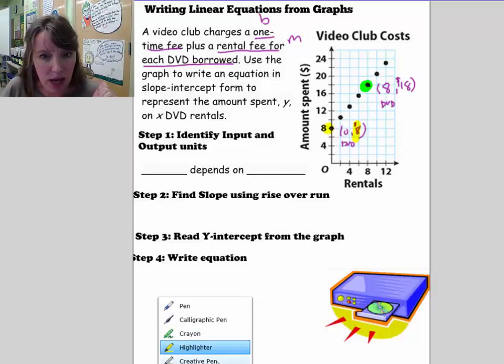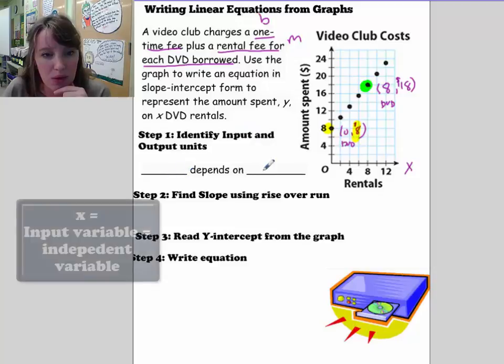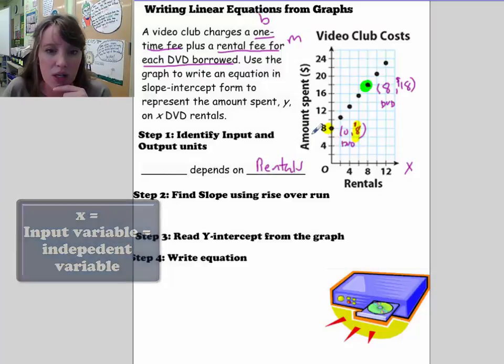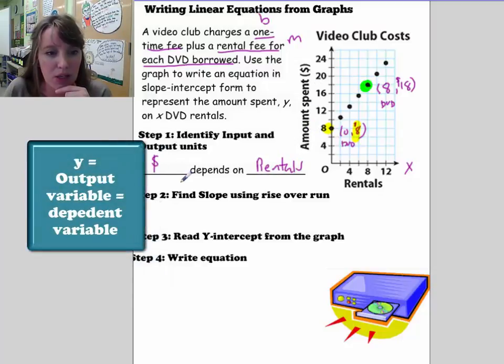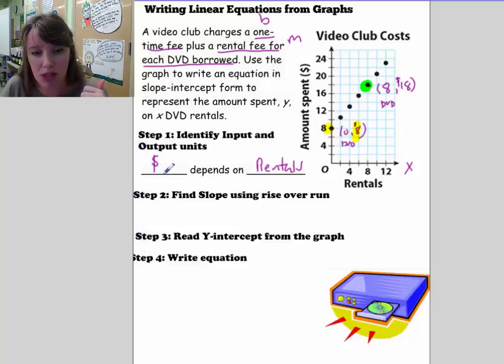And so after that, actually let's go ahead and answer the question that we have first. Identify input and output units. Well, input units are going to be your x value, so the rentals go here. The amount spent goes right here; the money depends on the amount of rentals. That makes sense. So input is rentals and output is cost.